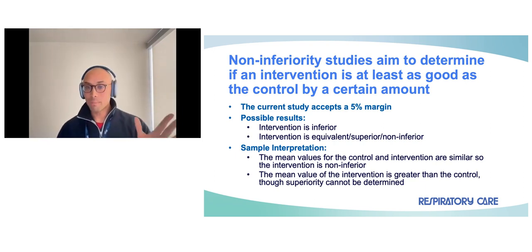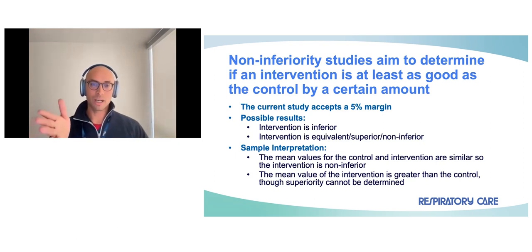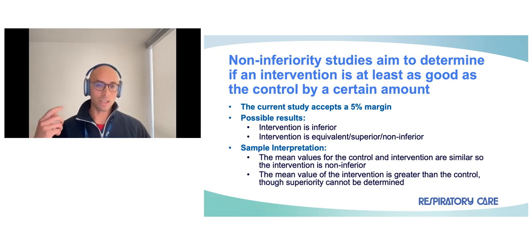If we notice that the mean value is greater than the control, we cannot determine that it is superior. Now, I belabor the point that these non-inferiority studies are different than conventional studies because I think it's important that when we read non-inferiority studies, we acknowledge that the conclusions are very different than how we typically look at determining whether or not something's better than something else.